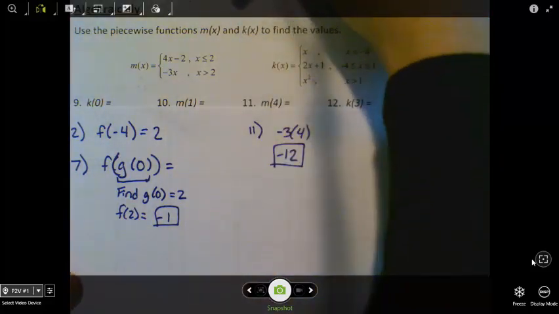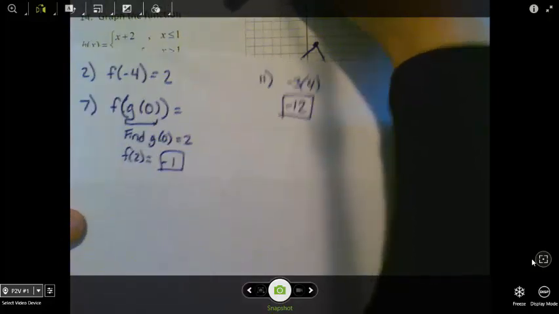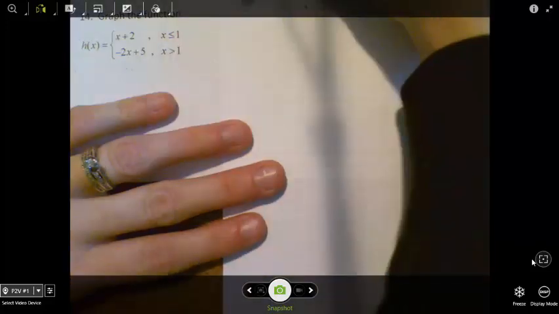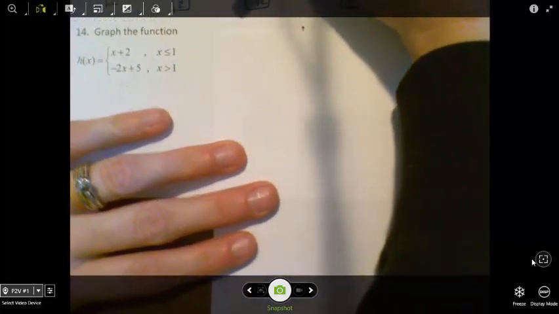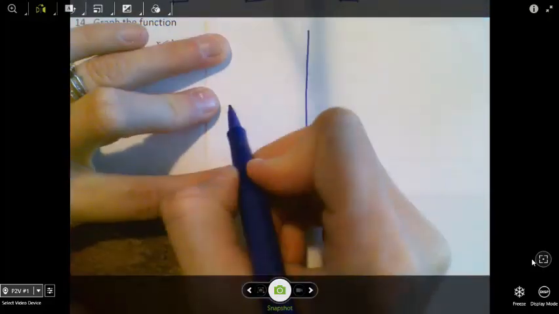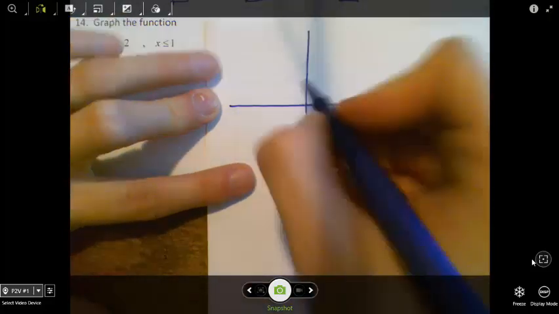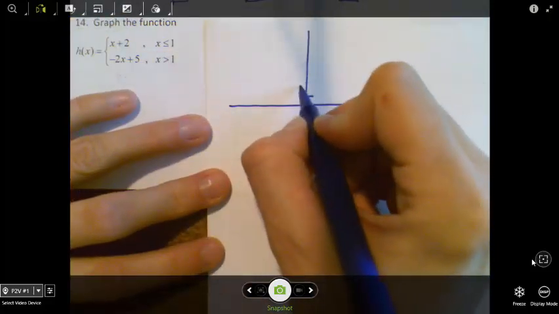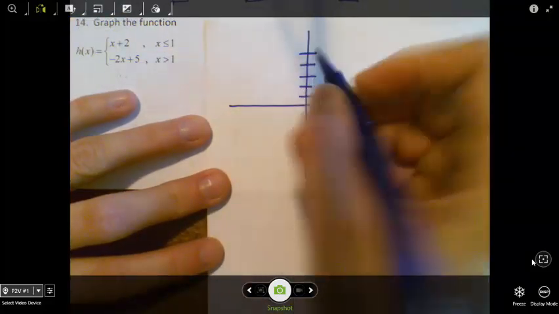And then the last problem on here, we have a graph to do. We're trying to graph this piecewise function. And number 14, we have 2 pieces for our piecewise function. Again, I already did my graph, so I'm just going to redraw something over here and do my best to make it look good.